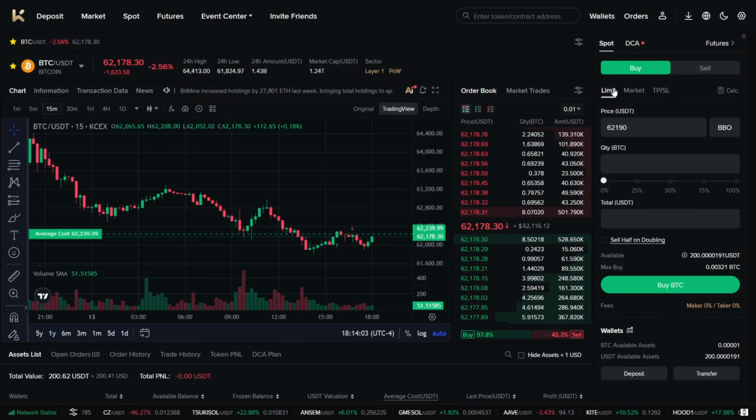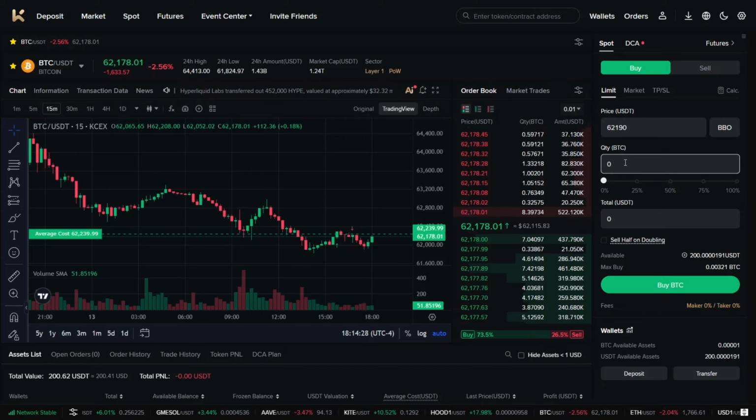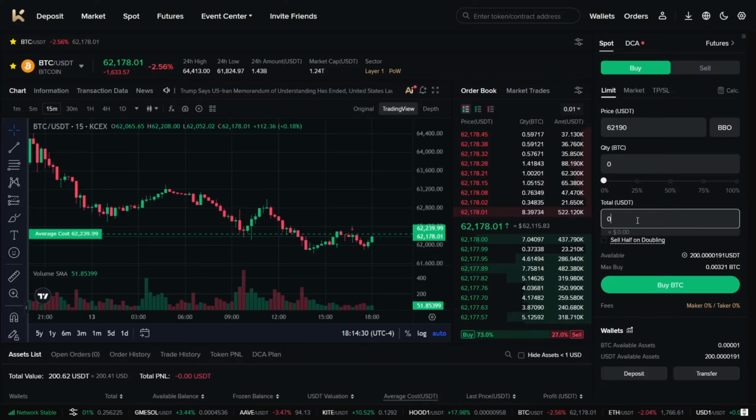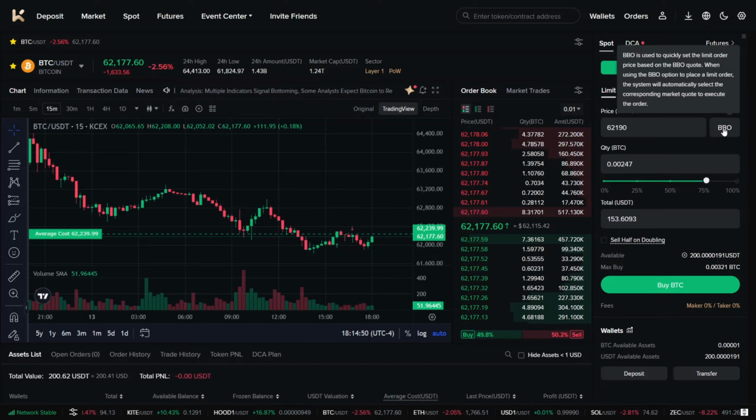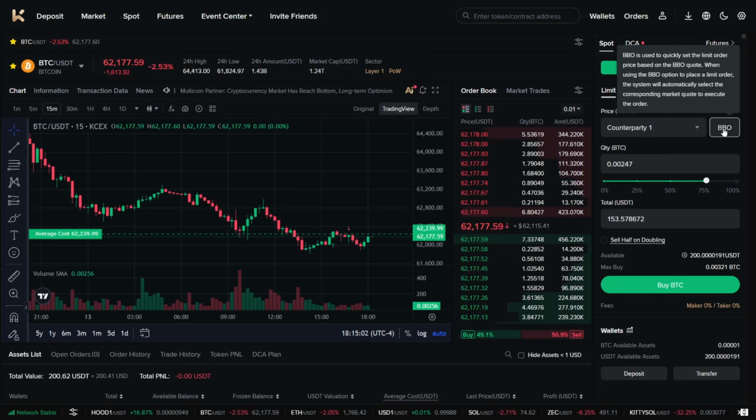A limit order lets you choose the exact price where you want to buy or sell. It offers more control, but it only fills if the market reaches your price. For the limit order, you can either enter the quantity of BTC you want to buy, put the total amount of your USDT, or just use the slider. Beside price, we can also see something that says BBO. This stands for best bid or offer. If you click on BBO, it quickly sets the limit price using the best available order book quote. It's still a limit order, so it may remain open if the market moves away.